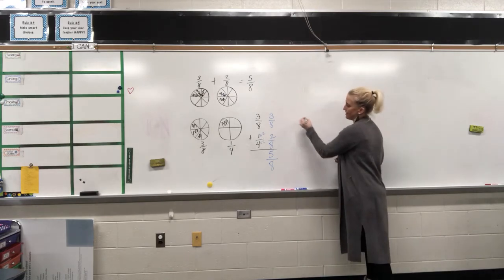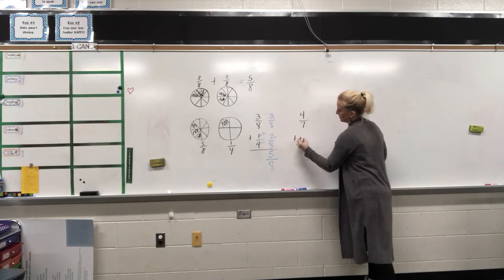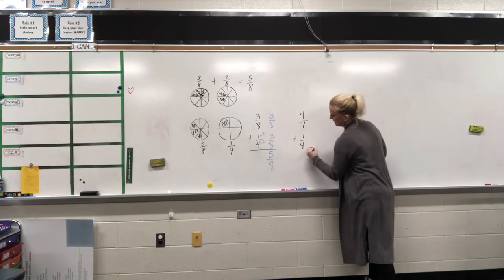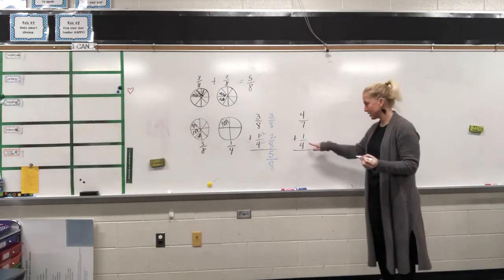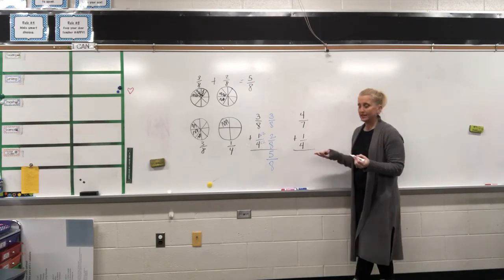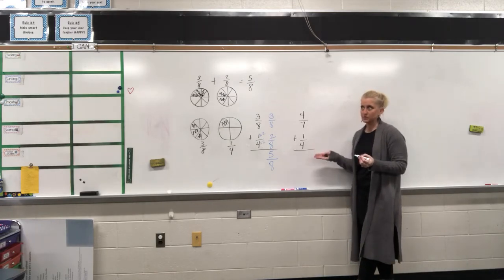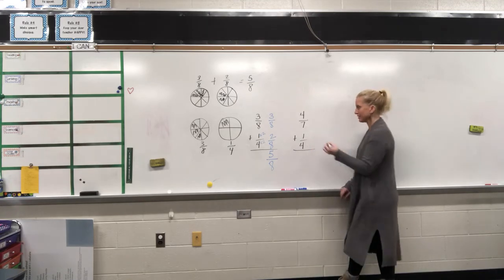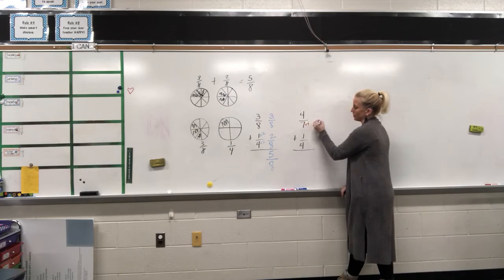Sometimes we're going to have fractions like 4/7 plus 1/4. In this case, I can't change my 4 into a 7. I can't do 4 times 1 is 7, 4 times 2 is now 7. So in this case, I have to multiply 7 times 4 to get my common denominator. So 7 times 4 is 28. 4 times 4 is 16.